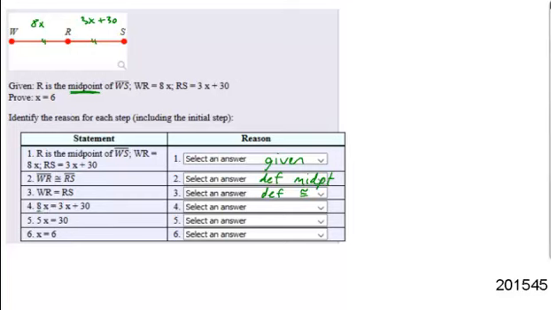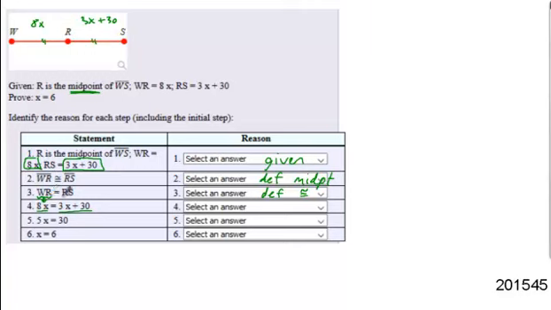So if I find where 8x and 3x plus 30 exist earlier, 8x and 3x plus 30, are those set equal to the exact same thing? No. So I can't use transitive property here. So now I need to see, can I use substitution? Does 8x, is that equivalent to WR? Yeah, so I could substitute that directly in.